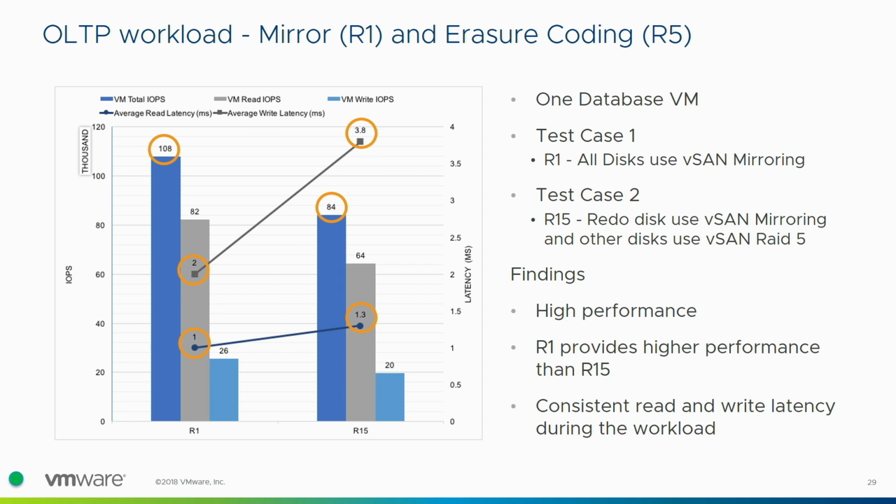So here, what I would like to say is R1 can bring you high performance, and R5 can give you high capacity. So when you're deploying Oracle on vSAN, you should know your purpose, what you want. You want high performance or high capacity. It's based on your decision, so you can just configure based on your decision. vSAN can give you different options for different purposes.